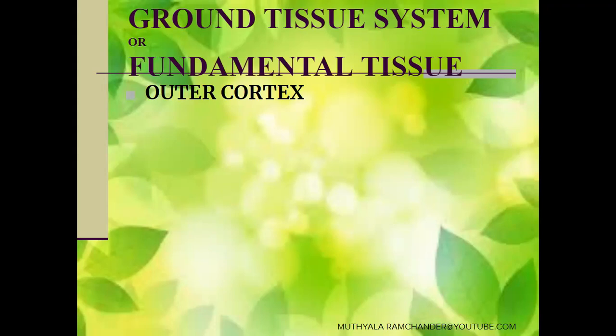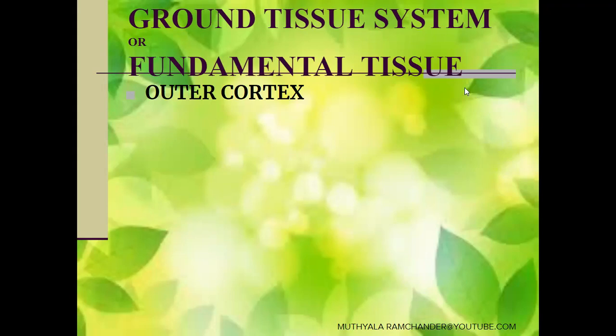The outer cortex is present in the root system and shoot system of a plant. It is present beneath the epidermis of the root and the epidermis of the shoot. Mainly the outer cortex is made by three types of tissue. They are normal parenchyma, second one is collenchyma, third one is sclerenchyma. If the outer cortex is made by normal parenchyma cells, it mainly helps in storage of starch food material.